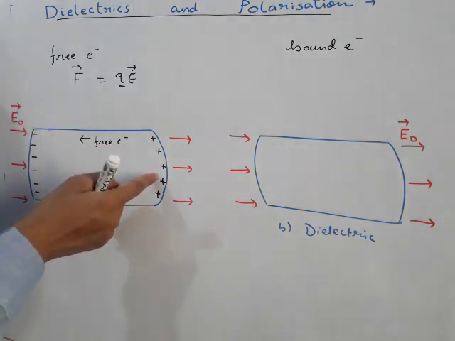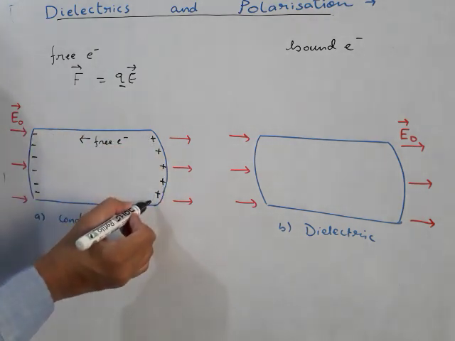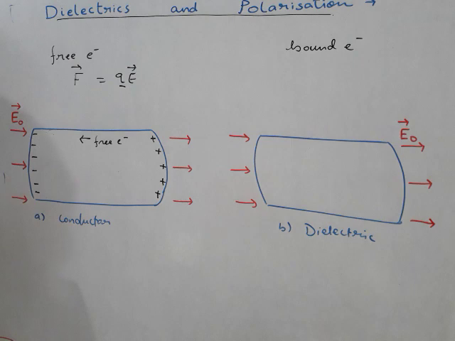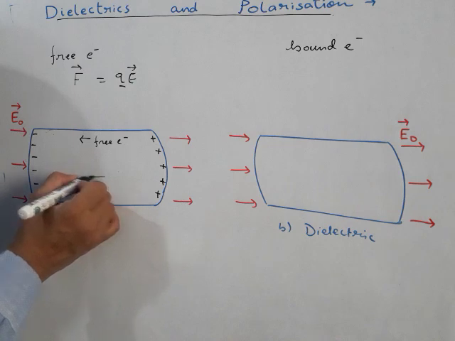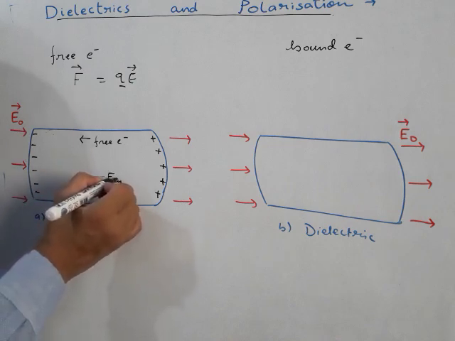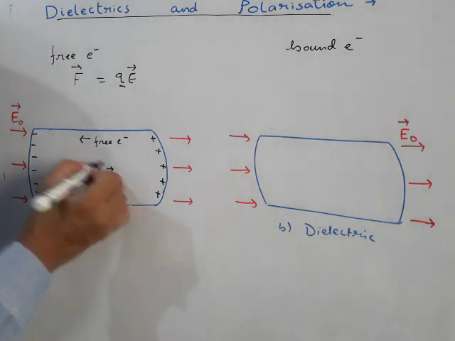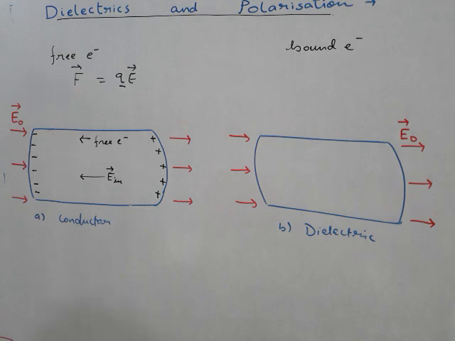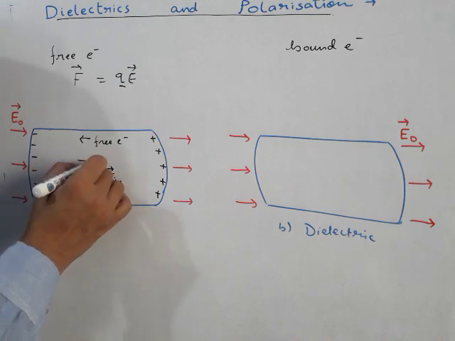Now the moment there is transfer of electrons from one end to the other, you see this is positively charged end, this is negatively charged end. This would create an electric field within the conductor that we write as E in. This is E in. That means this is electric field due to these induced charges. And already there is external field E0.